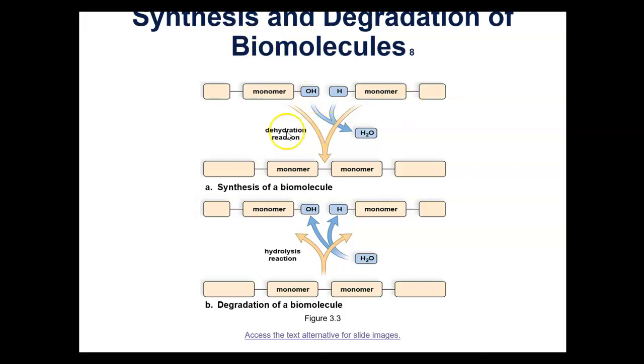Here's a picture of both reactions. In the dehydration reaction, you have two small monomers that are joined to form a larger polymer, and you also have the removal of water. In the hydrolysis reaction, you start at the bottom. The two monomers are split. The molecule that's made of two monomers is split into the two individual monomers, and water is added back.